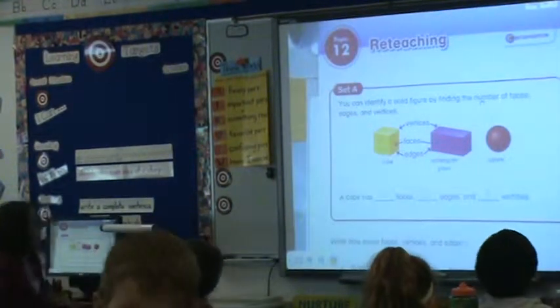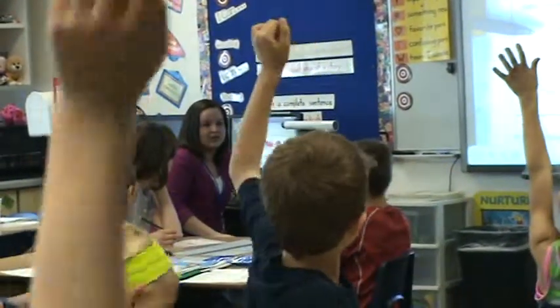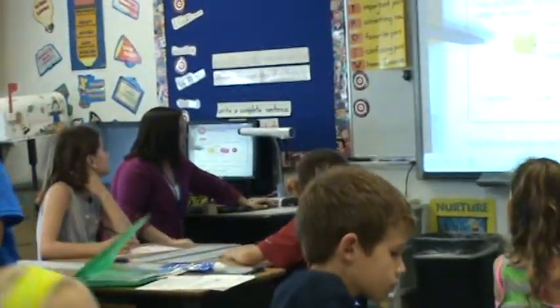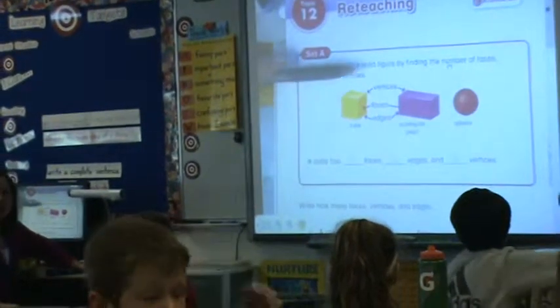Okay, today we are going to be reviewing everything you've learned so far, and so we're going to start up here. Can someone tell me if these are solid shapes or are they flat shapes? So because they're solid, we know that there's a backside behind it. So can someone tell me what vertices are?